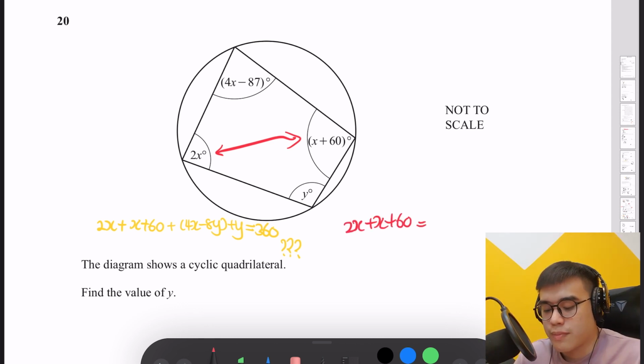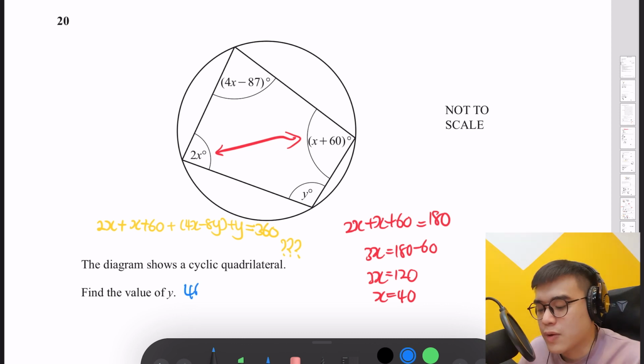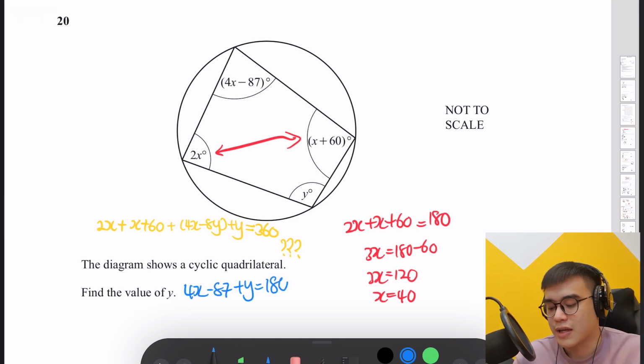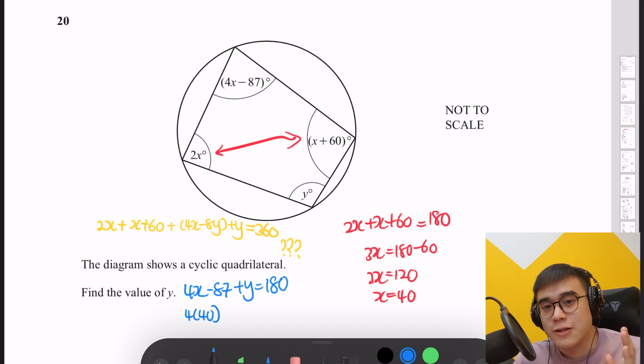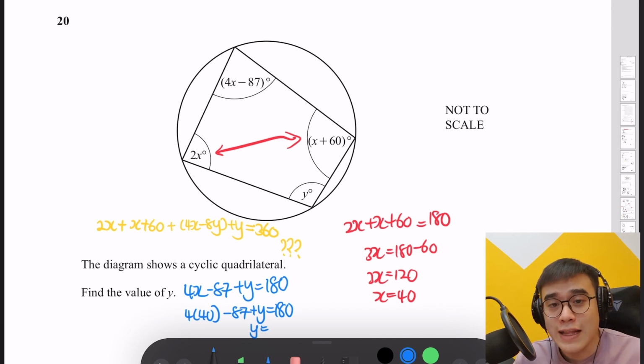Then I get 2x plus x plus 60 equals 180. My x is actually 40 after the calculation. So with the x result, I can now move on by taking y plus 4x minus 87 equals 180. Substituting the 40 into the x position, you get your final result as 107.